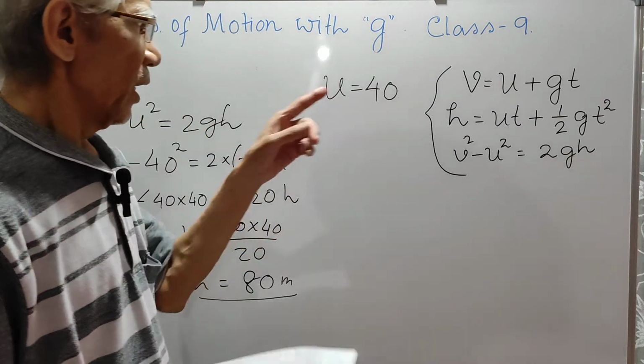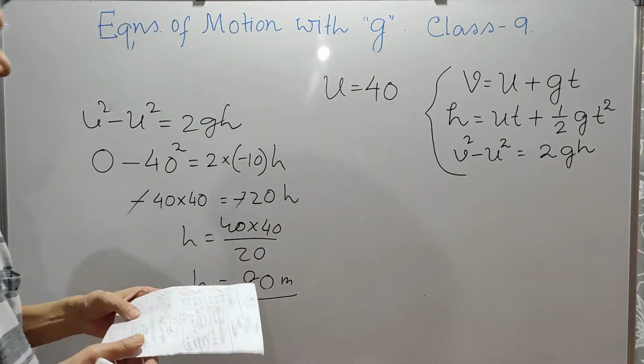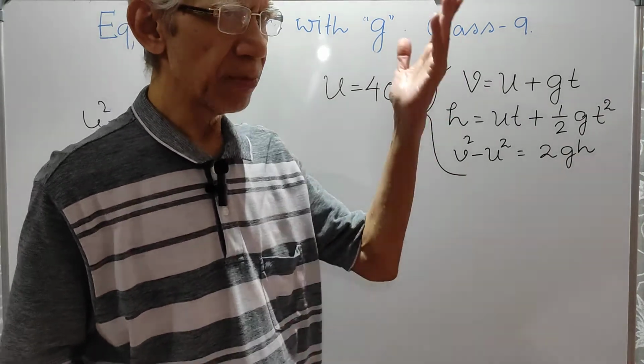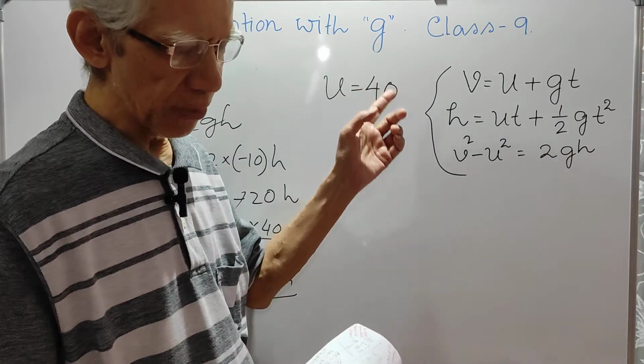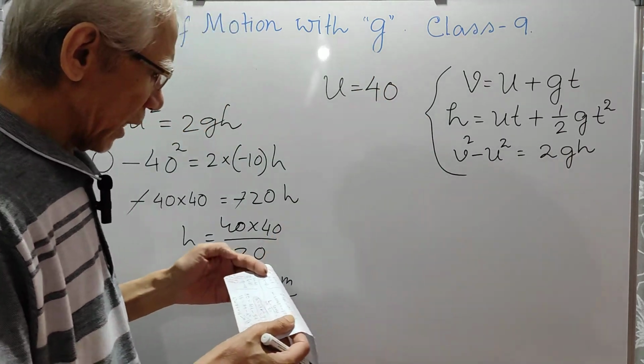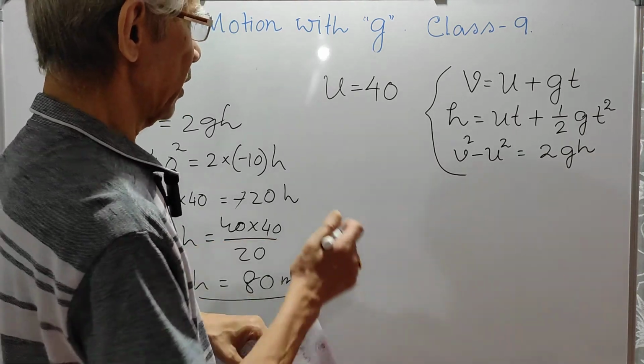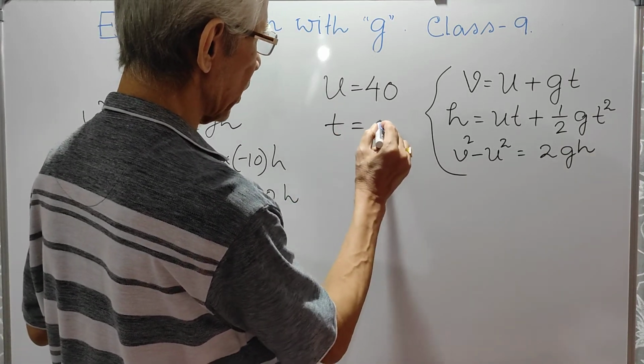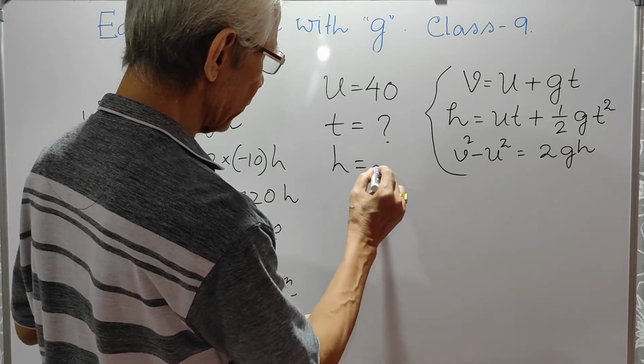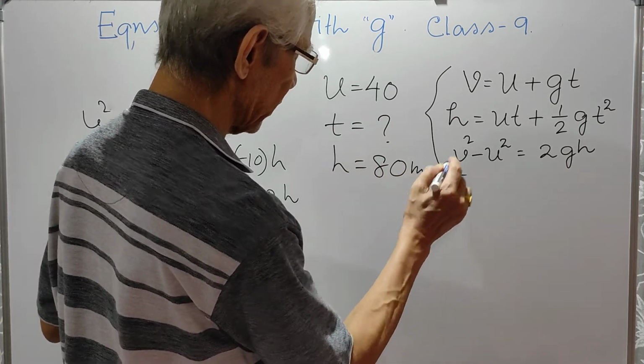So U equal to 40. A body is thrown vertically upward with a velocity of 40 meter per second. Then in what time will it reach a height of 80 meter? Yes, now the question is, in what time will it reach a height of 80 meter? That is the question.